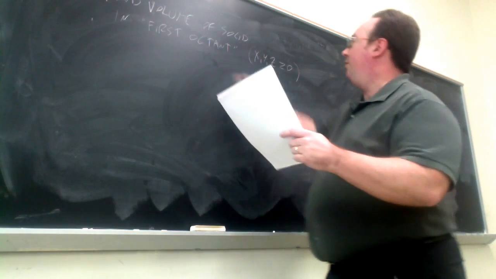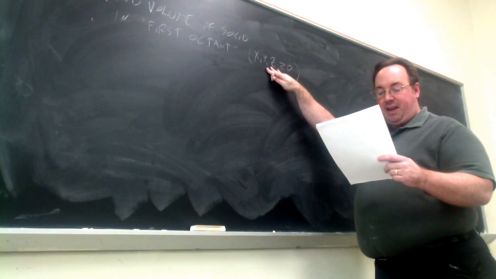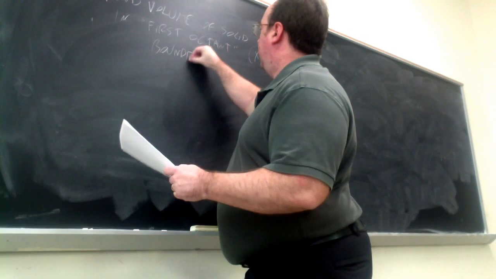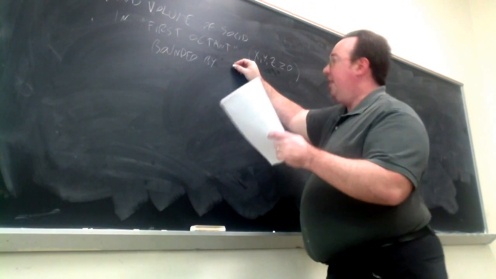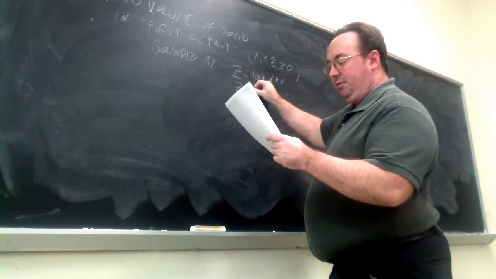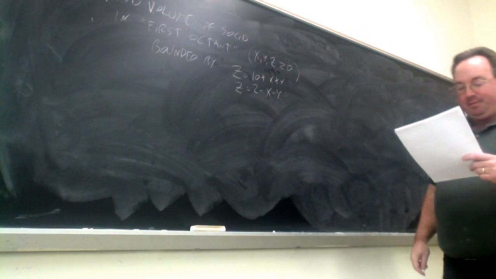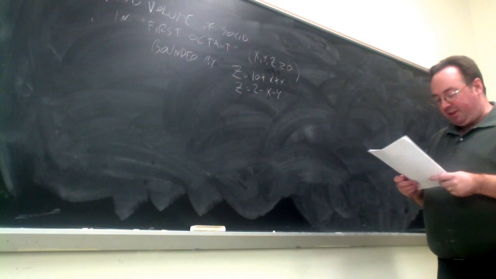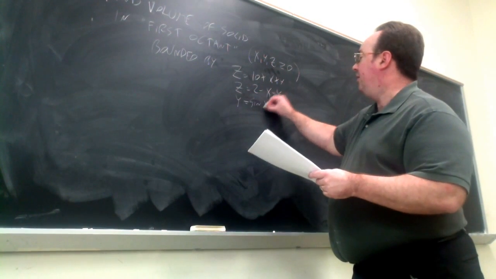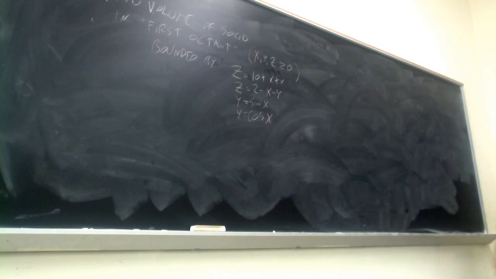But, okay. So the first octant, so right away we have these bounds. So that helps describe the domain. And then we also have the solid bounded by these planes: z is equal to 10 plus x plus y, z is equal to 2 minus x minus y, and also the surfaces y equals sine x, y equals cosine x.